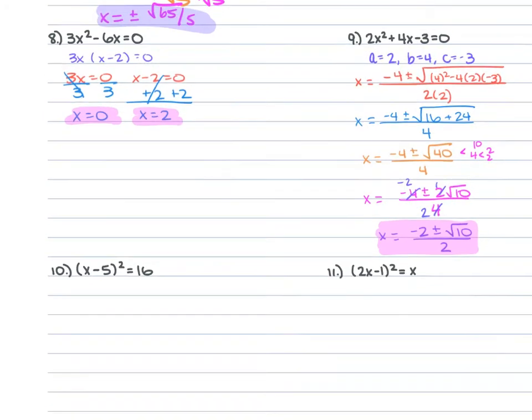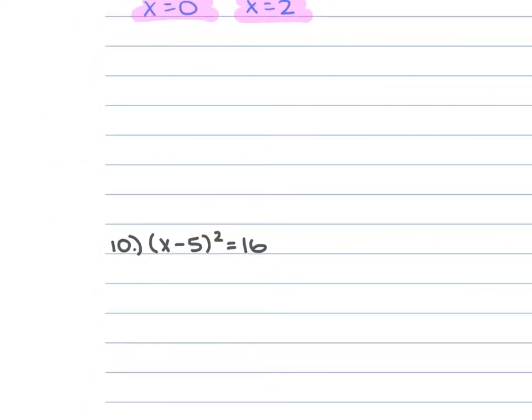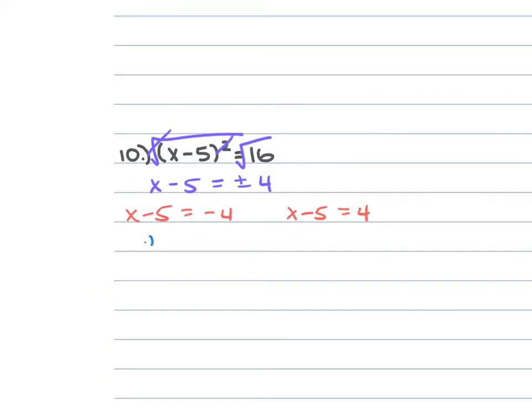For 10, we're given x minus 5 squared is equal to 16. We can actually take the square root of both sides here to get x minus 5 is equal to plus or minus 4. So this is going to be x minus 5 is equal to negative 4, and x minus 5 is equal to positive 4. We're going to add the 5 to both sides. We get x is equal to 1 and x is equal to 9.